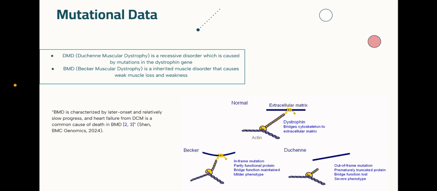So there's in-frame mutation and then out-of-frame mutation, and according to BMC Genomics in 2024, BMD is characterized by later onset and relatively slow progress, and heart failure from DCM is a common cause of death in BMD. So a lot of heart failure is involved with BMD and DMD as well.